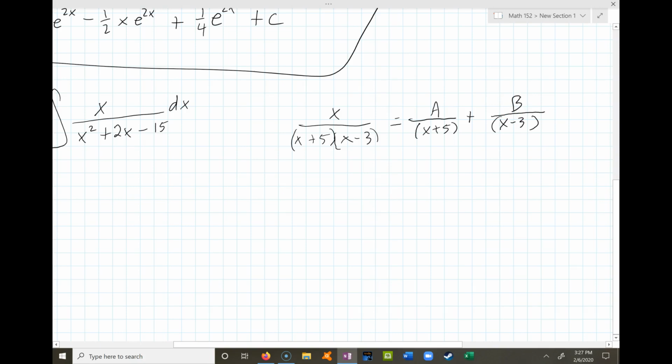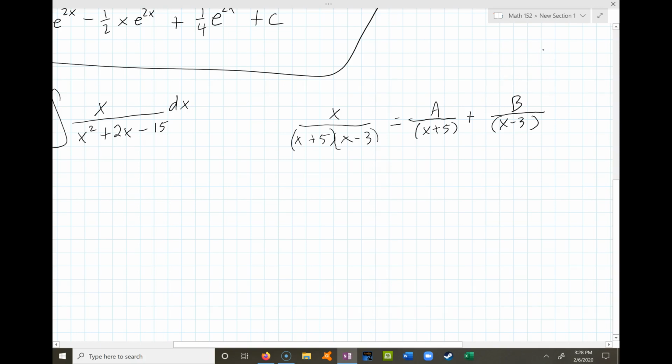Because this is a linear factor, the top would have to be a constant term. If this had been a quadratic factor, you'll see some more examples later. But if I had x plus 5 times x squared plus 3, then we would put an a over the x plus 5 and a bx plus c over the x squared factor, because the top always has to be 1 degree lower than the bottom. Since this is first degree, it's okay for that to be a 0 degree. There are a couple special cases of that, but that's the main idea.